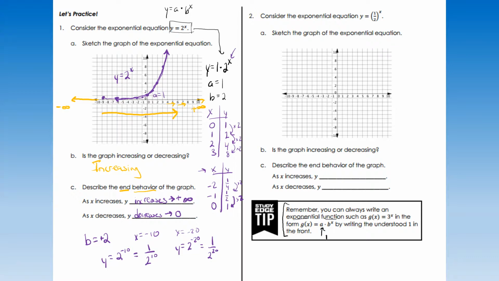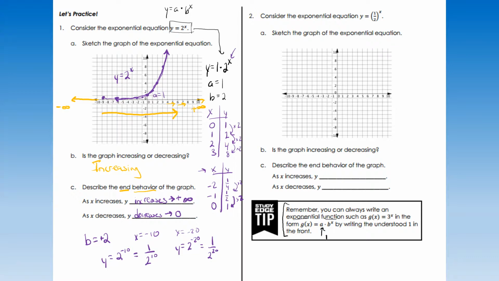So for this graph, the end behavior, as x gets bigger and bigger, y is also getting bigger and bigger to an unlimited number. But as x decreases, y is getting smaller and smaller, and it's actually approaching 0.